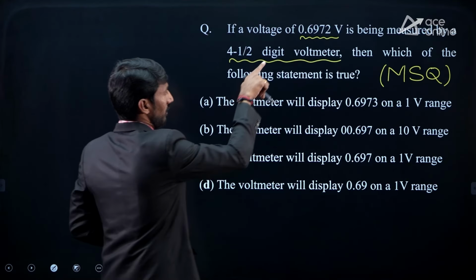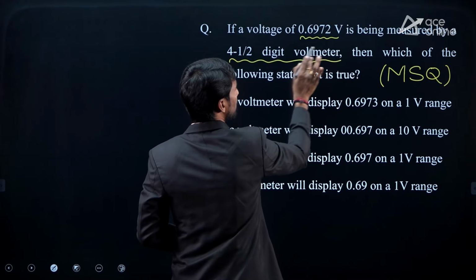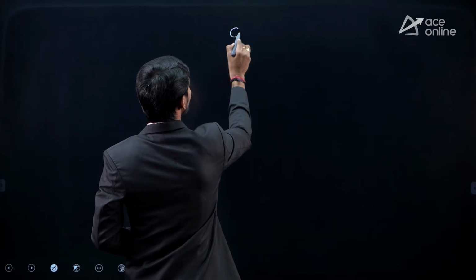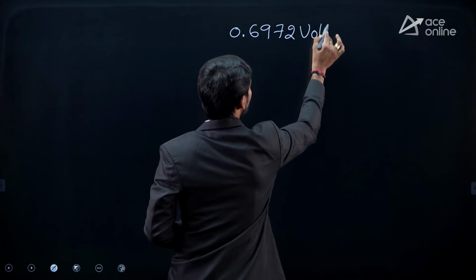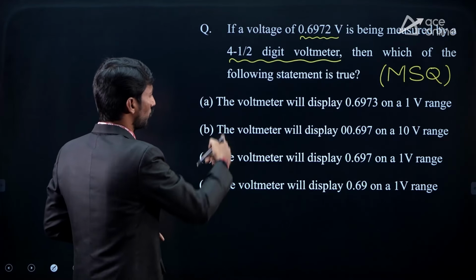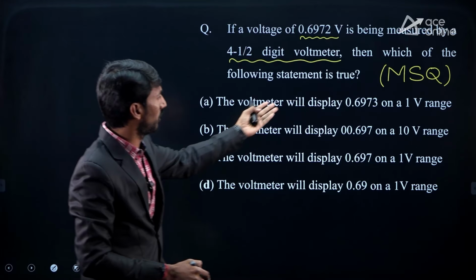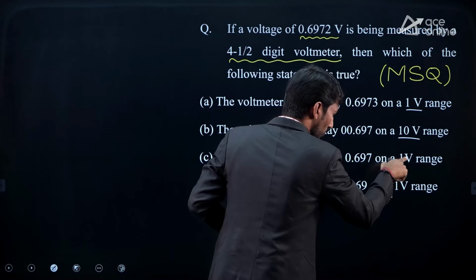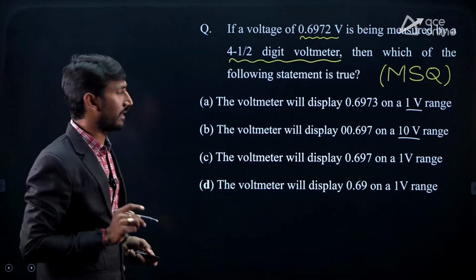But now, from the given data, how can we choose the option? Very simple. What is the value he has given? 0.6972 volts. So this is the given data. What he is asking is my MSQ question. Out of these 4, which are correct, generally more than 1, because it is MSQ model. Observe clearly: the options are the 1 volt range and the 10 volt range.